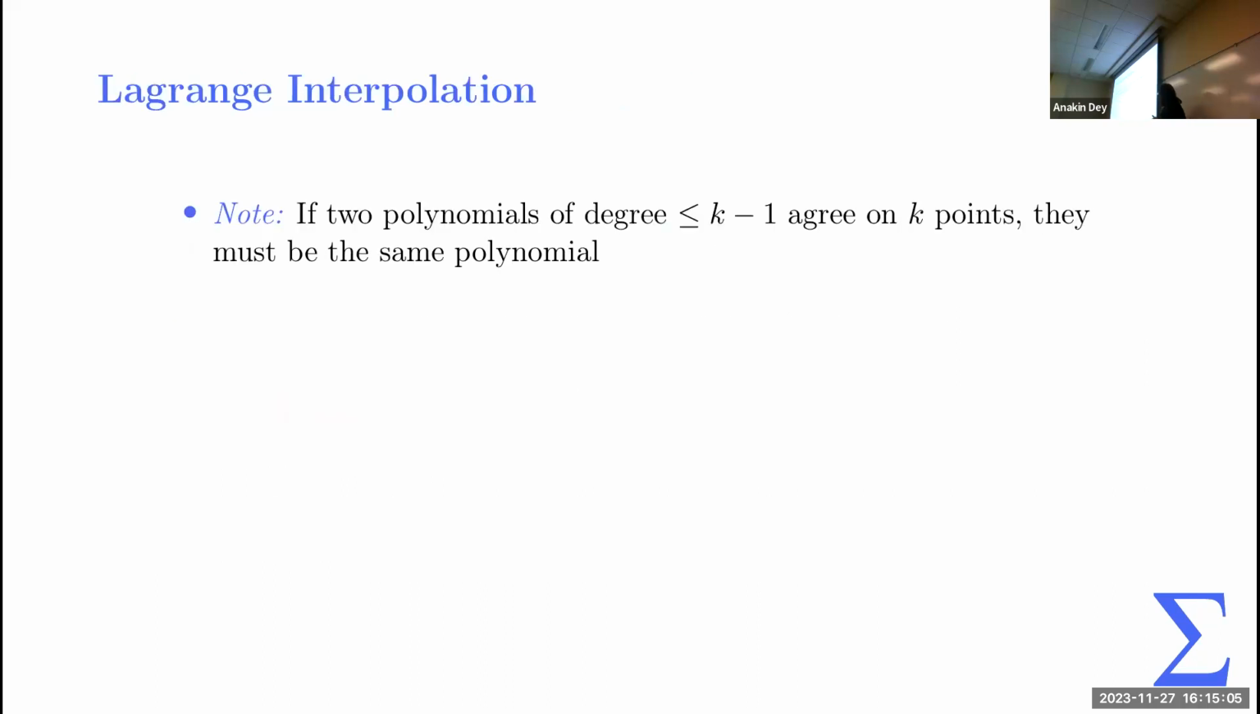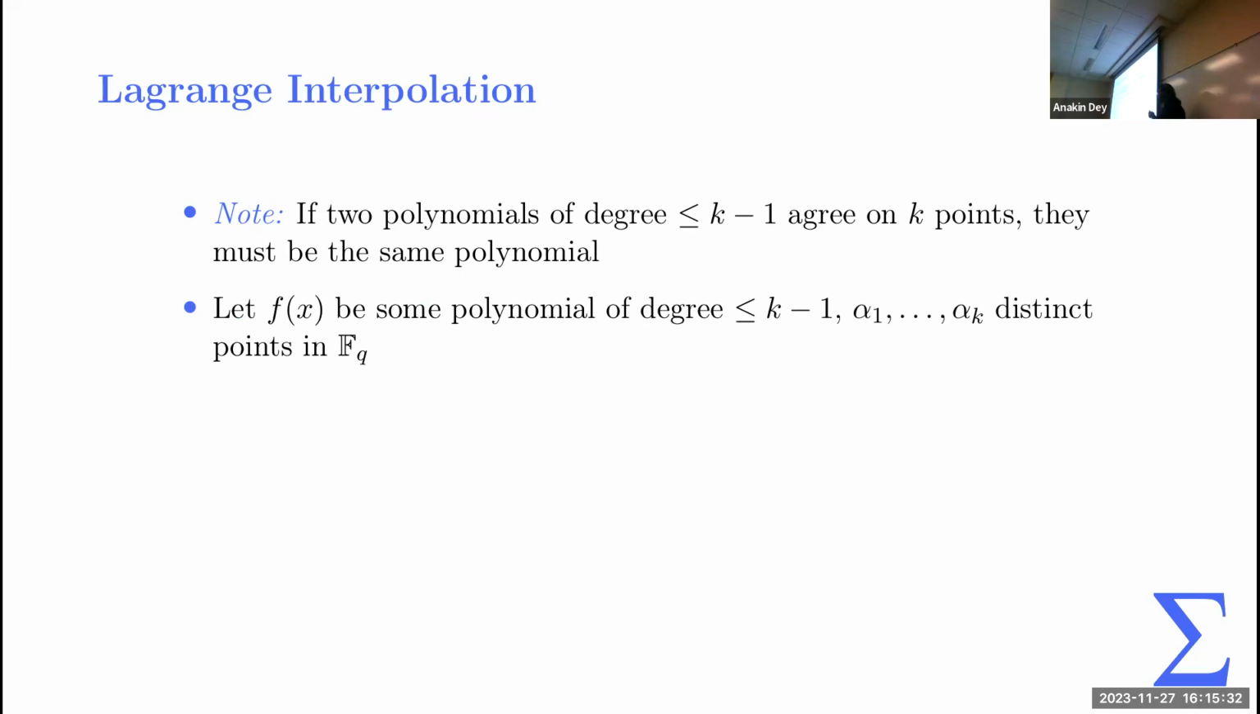But I'm going to first go into what interpolation is, because I think it's one of those fundamental algorithms you'll see in mathematics, and it's not too hard of an idea. And the core idea is this, right? If 2 polynomials of degree less than or equal to k-1 agree on k points, then they must be the same polynomial, because we know you need that many points to uniquely define the polynomial.